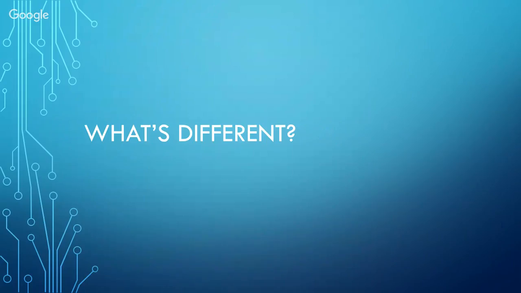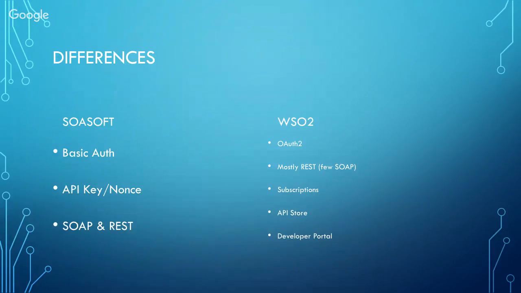So we'll go over a little bit of what's different between SOA and WSO2. First of all, SOA, we kind of went over a little bit: basic auth, API key and nonce, and there were a lot of SOAP and REST APIs altogether. With WSO2, we switched to OAuth 2 as the only accepted authentication mechanism. And we'll go over which flows specifically we support.